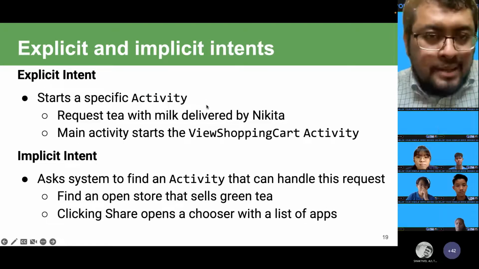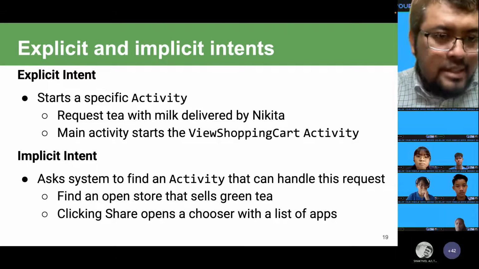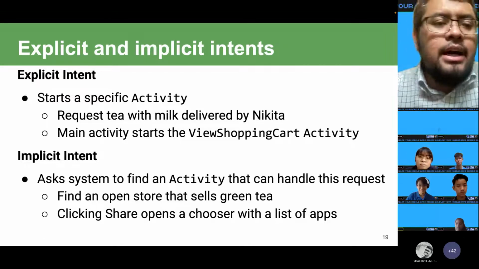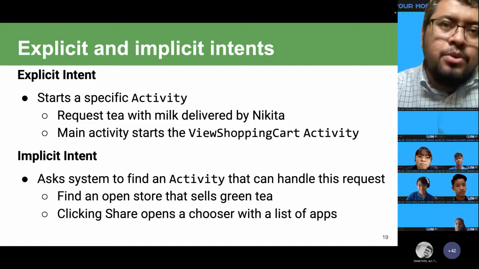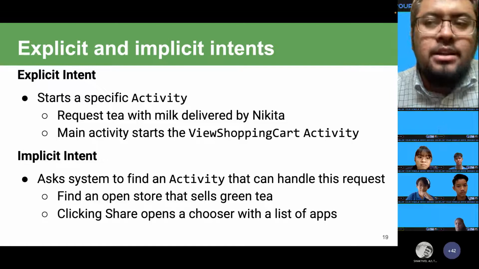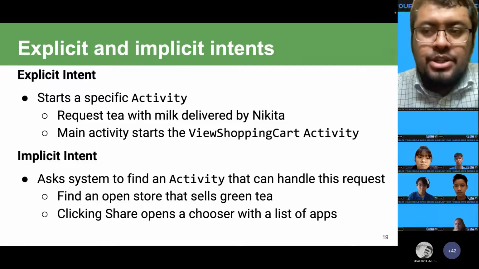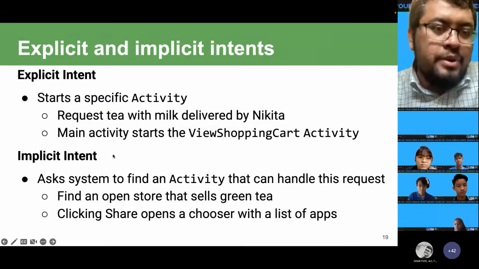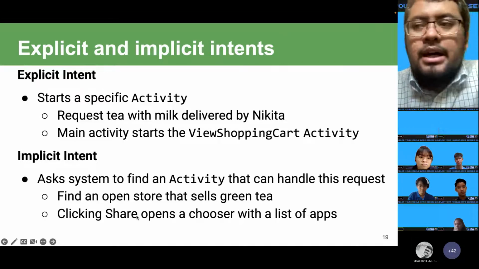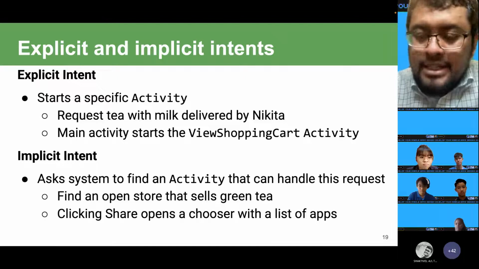All right, so there are two types of intents, the so-called explicit intent and implicit intent. If you are using an explicit intent, it means you know who your intended audience is. You know who the recipient of your message is. So this is where we use the explicit intent. But for the implicit intent, we don't actually know who is going to be able to handle this request.